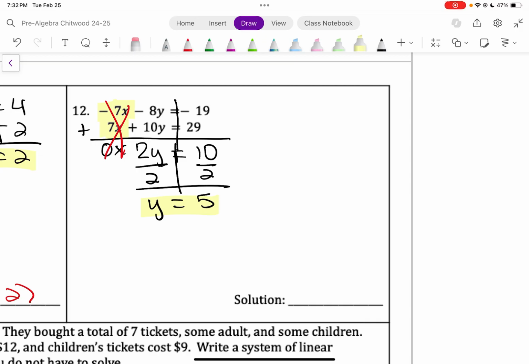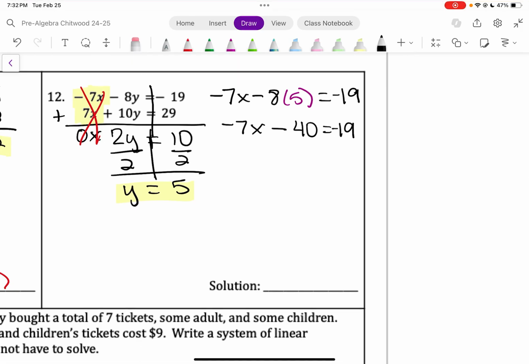Now I want to plug that back into one of the original equations. I'm just going to use the top one. So negative 7x minus 8 times 5 equals negative 19. Negative 7x minus 40 equals negative 19.